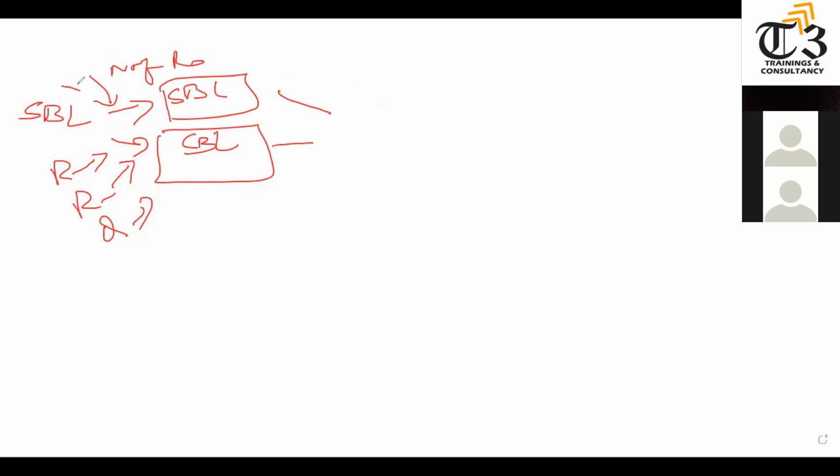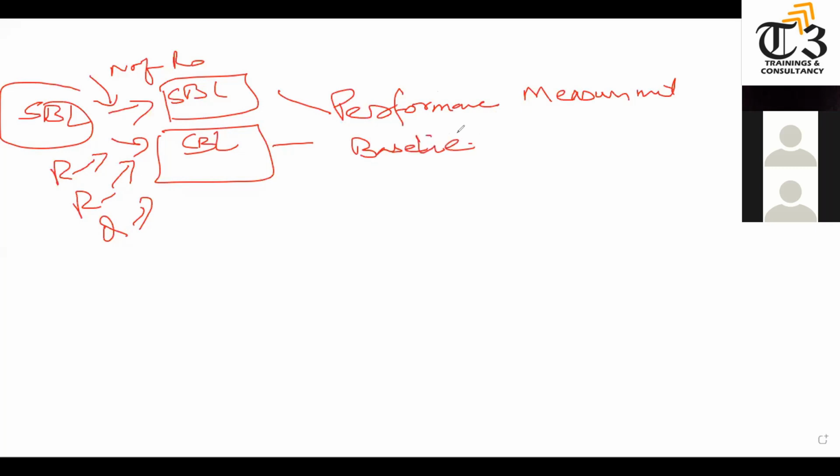Three baselines together, scope baseline, schedule baseline, cost baseline together will become the performance measurement baselines. And these will be given to the execution. So these execution guidelines will be given to the executing guys and they will start working and they will produce work performance data on daily basis.